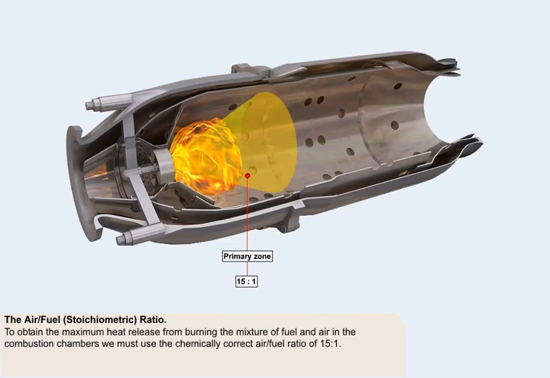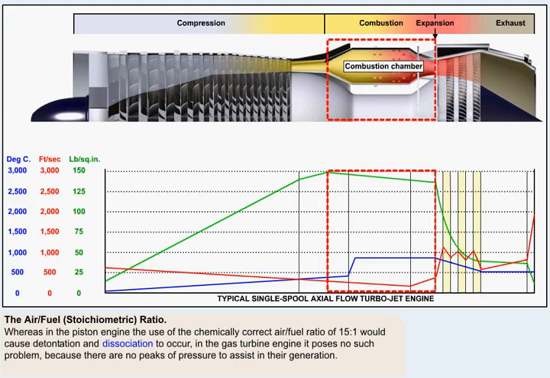We stated at the beginning of this lesson that we had to obtain the maximum heat release from burning the mixture of fuel and air in the combustion chambers. To do this, we must use the chemically correct air-fuel ratio of 15:1. Whereas in the piston engine the use of the chemically correct air-fuel ratio of 15:1 would cause detonation and dissociation to occur, in the gas turbine engine it poses no such problem, because there are no peaks of pressure to assist in their generation.